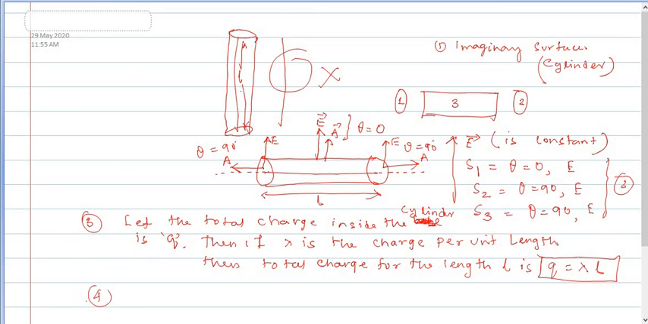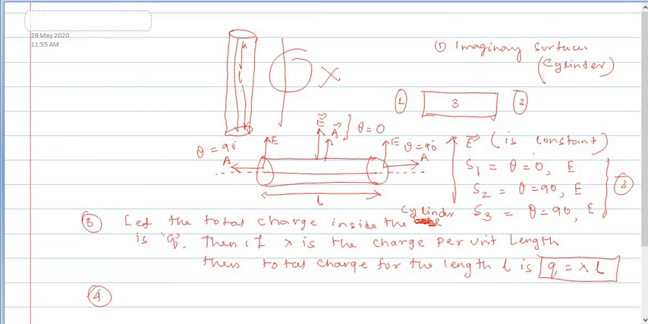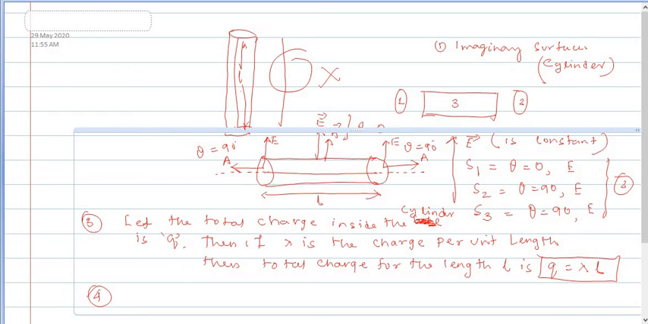Now let's move to step 4. Now what is step 4? Now we calculate all the values. Considering our imaginary surface, we find out the different surfaces S1, S2, S3, and also calculate the values of theta and E for all the surfaces. Then we calculate the total charge inside the surface, Q. Next we apply Gauss law to find out the electric field intensity.